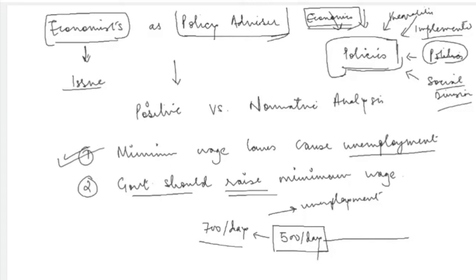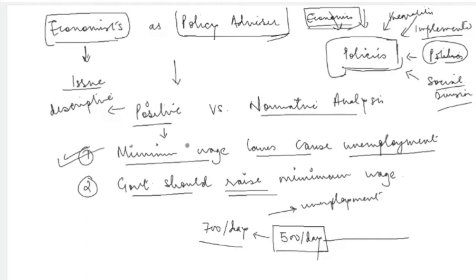And that is exactly the difference between positive and normative analysis. Positive analysis is a descriptive statement. It tells you factual things. It tells you what is really happening. So a positive statement would be that minimum wage laws will create unemployment. It is a fact. It is a fact backed by economic theory. एक economic theory है जो इस fact को prove करती है.